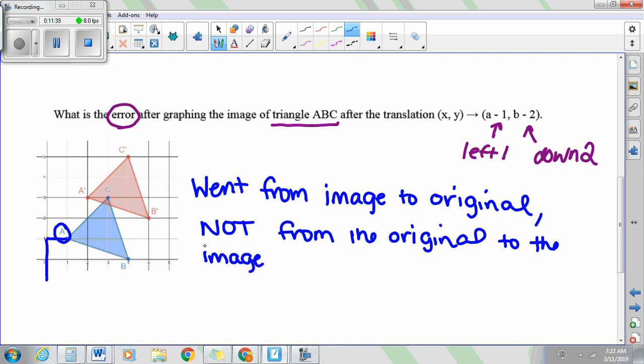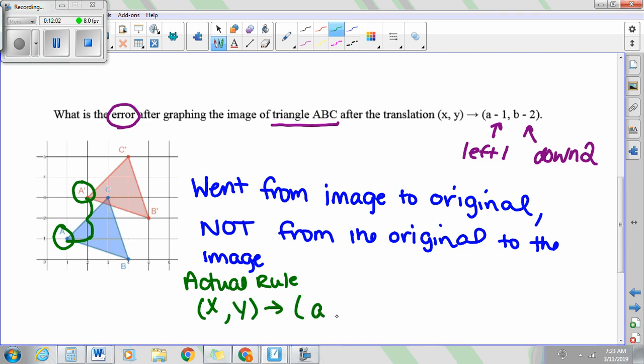So if I wanted to actually write this rule out, to go from A to A prime, just because that would be good practice. If I start at A and I want to wind up here, that's going to be right 1, up 2. So the actual rule has us going from (x, y). Remember, it's going to have an A and a B in it. To say right 1 would be plus 1. To say up 2 would be plus 2.